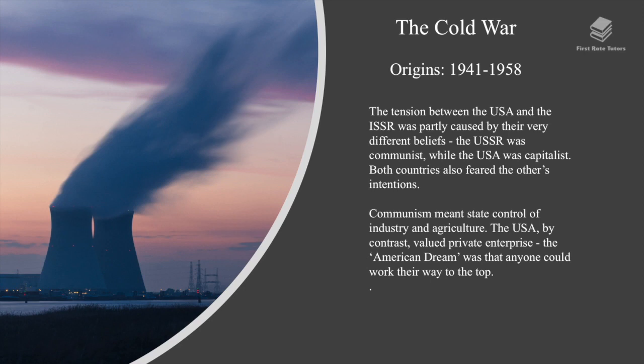The tension between the US and the USSR was partly caused by their very different beliefs. The USSR was communist, while the US was capitalist. Both countries also feared each other's intentions. Communism meant state control of industry and agriculture. The US, by contrast, valued private enterprise. The American dream was that anyone could work their way to the top.